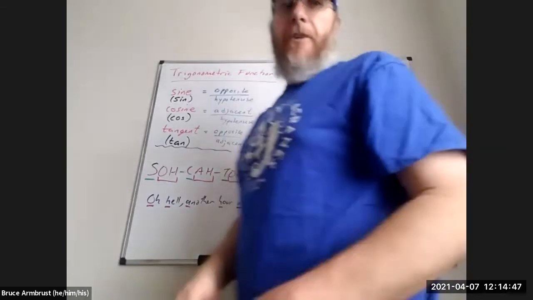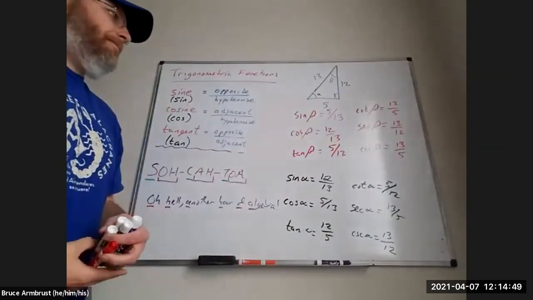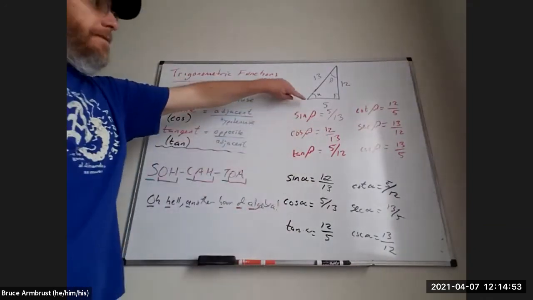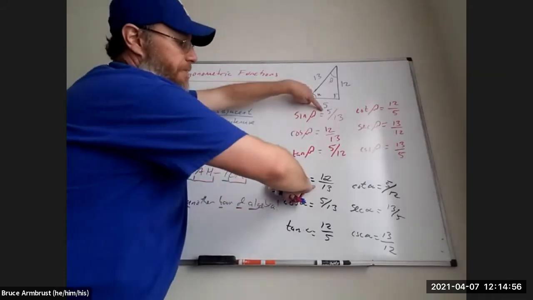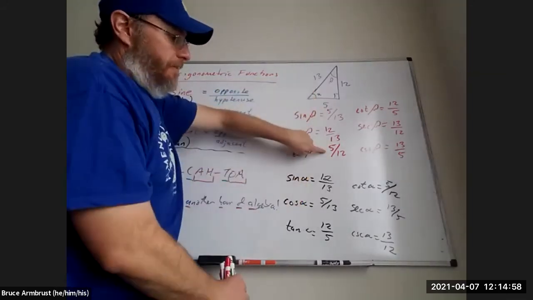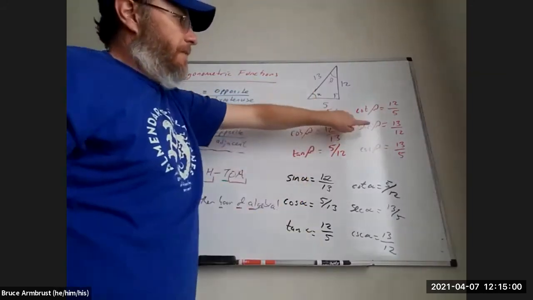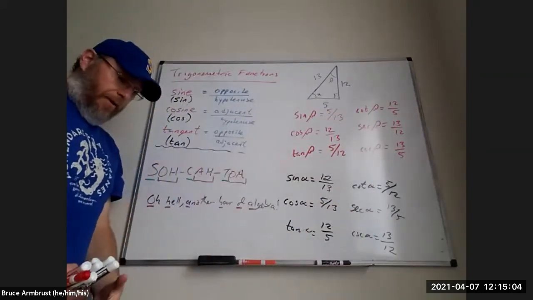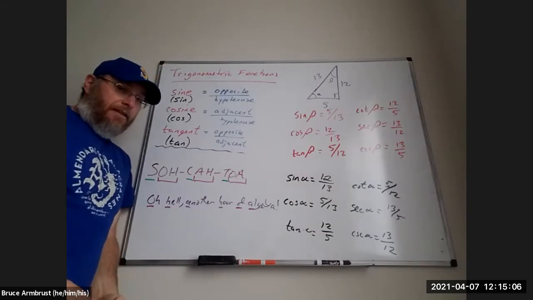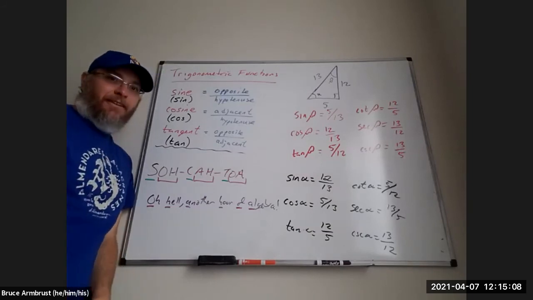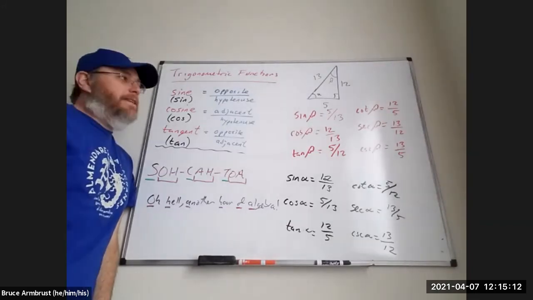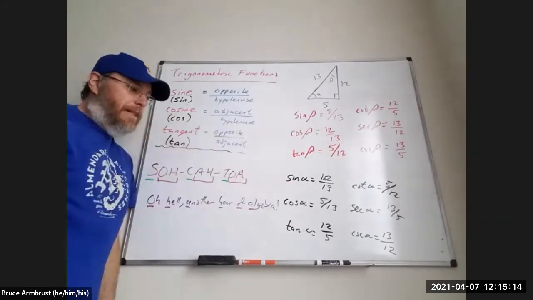I'm going to get my shadow out of the way. Maybe you can see it a little bit better. But notice that they're not the same, right? 5/13 versus 12/13. 5/12 versus 12/5. 13/12 versus 13/5. They don't match up. However, maybe you do see a pattern here. Anybody see similarities between the red list and the black list?